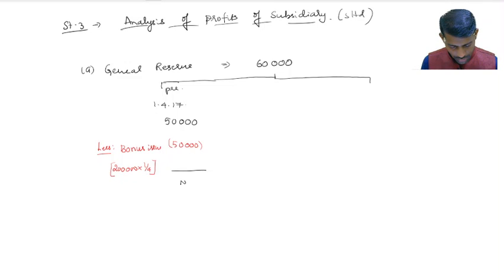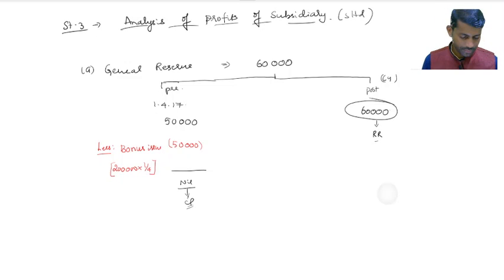Therefore, balance is nil. So completely this is post acquisition or current year. Completely 60,000 is current year. This is revenue reserve. This is capital profit. Got it?